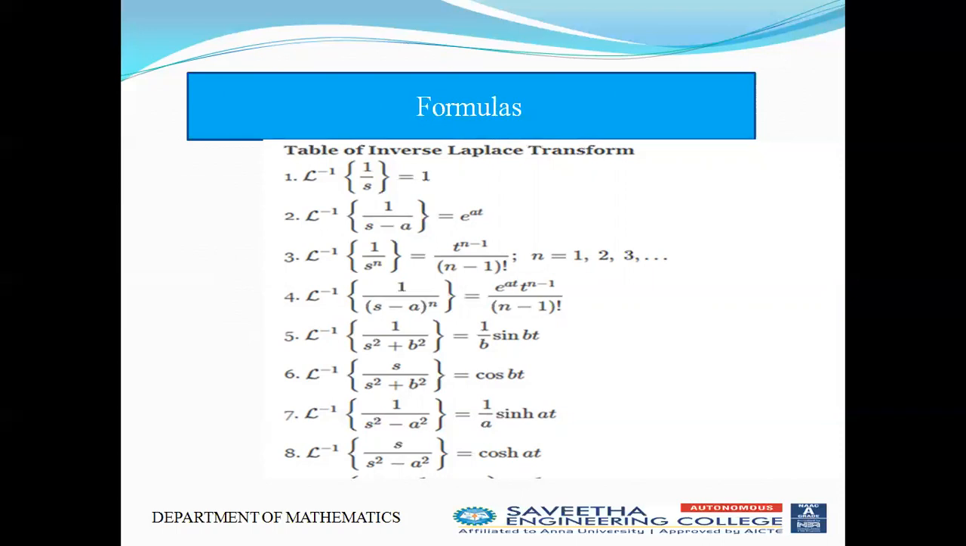L inverse of s divided by s square plus b square is equal to cos bt. L inverse of 1 divided by s square minus a square is equal to 1 by a sinh at. L inverse of s divided by s square minus a square is equal to cosh at.